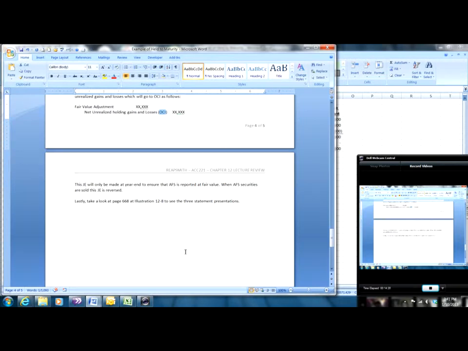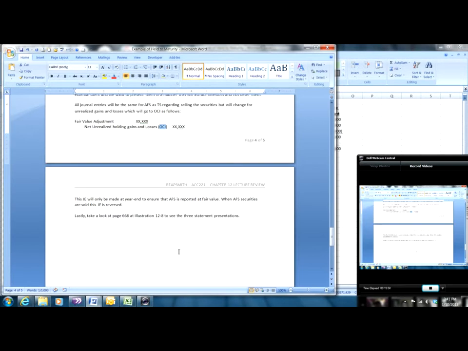Okay, so lastly, take a look at page 668 and at the illustration 12.8, and you'll see the comprehensive income statement and how the realized gains and unrealized gains are there. Also, the balance sheet piece for available for sale securities. Also, where the accumulated comprehensive income would go, and the statement of cash flow. Okay, so take a look at that, and we will start back up there on Tuesday.